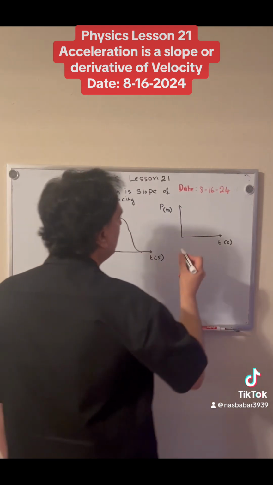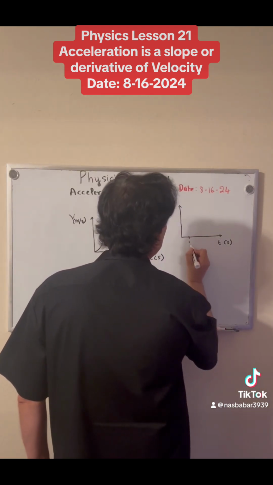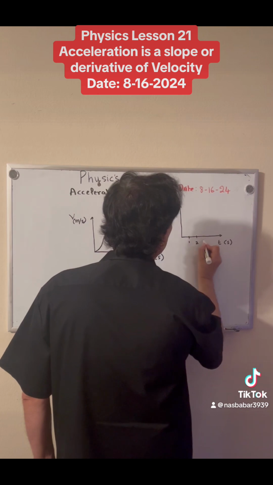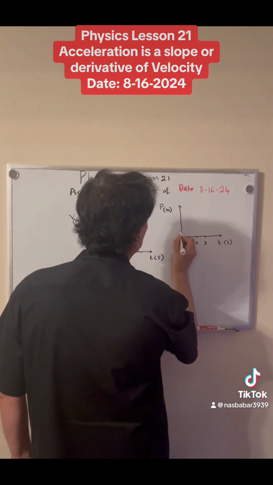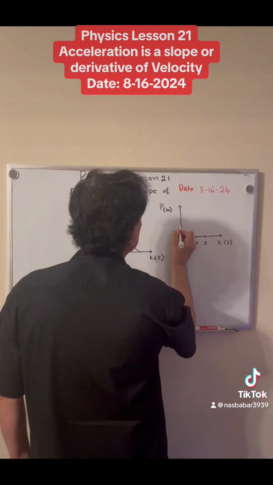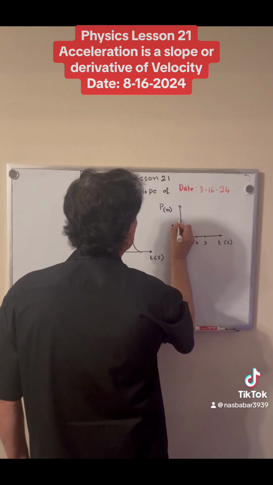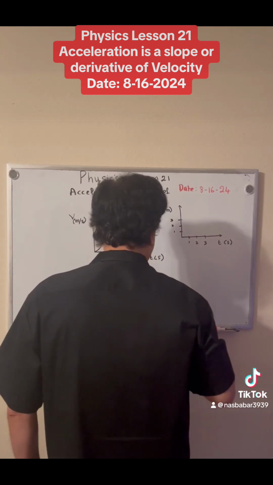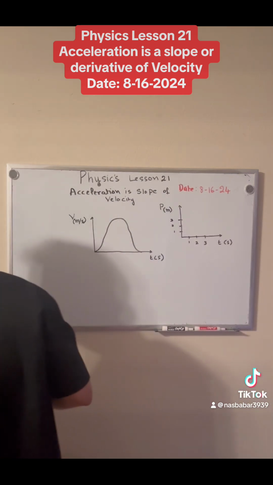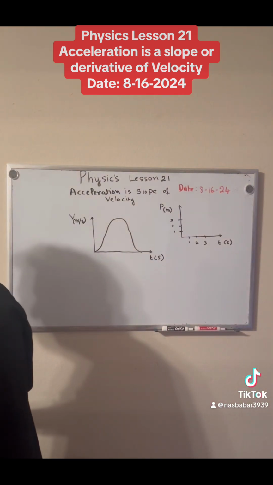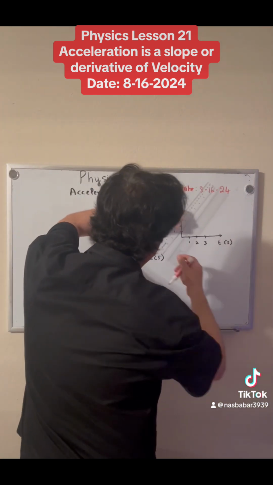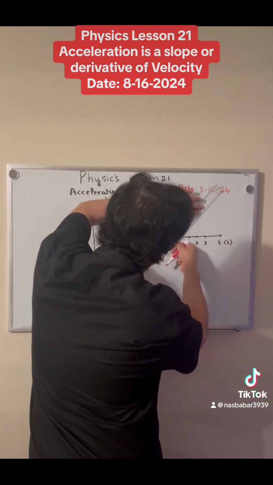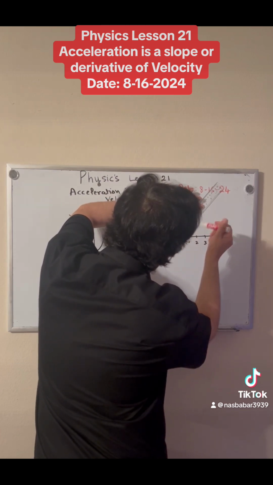So let's go ahead and put some tick marks up here: 1, 2, 3. On the y-axis, let's put 1, 2, 3. Now what we do is draw a graph right here, and I'm going to draw this with the ruler, something like this.